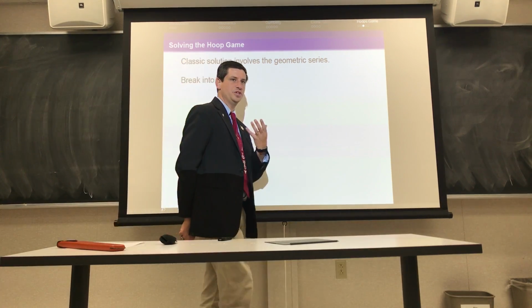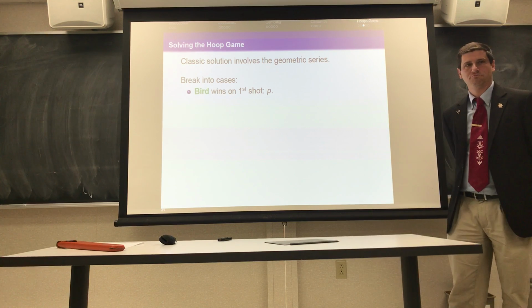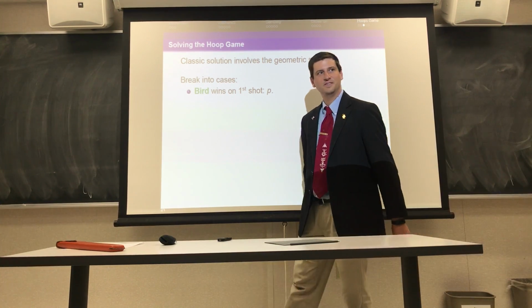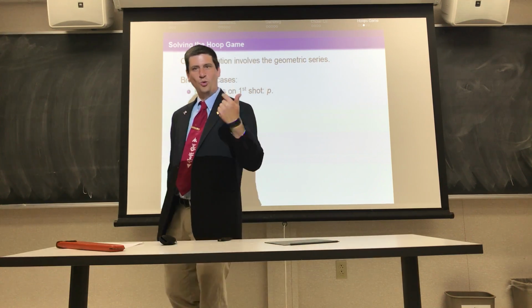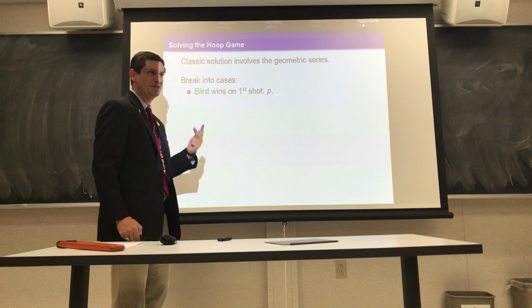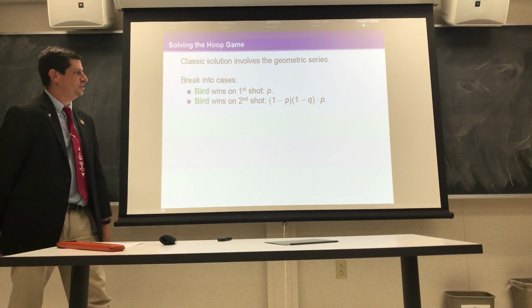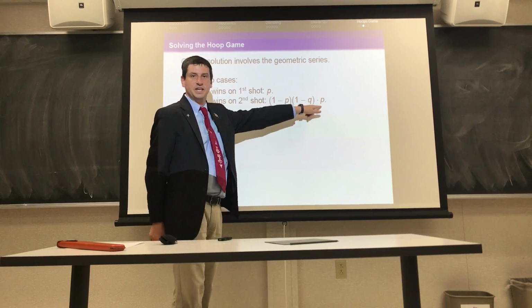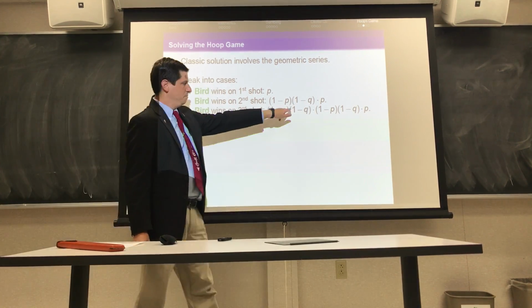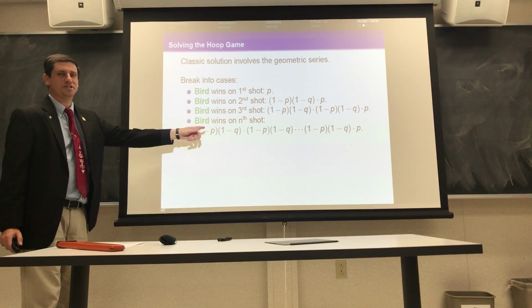What's the probability that Bird wins on his first shot? P. Okay, what's the probability Bird wins on his second shot? 1 minus P, 1 minus Q, times P. So Bird has to miss, Magic has to miss, and then Bird gets it. Once we figure out the probability that Bird wins on his second shot, miss, miss, hit, then the third shot and so on is going to be very similar. Miss, miss, miss, miss, hit. And in general, for Bird to win on the nth shot, this has to go on n times.